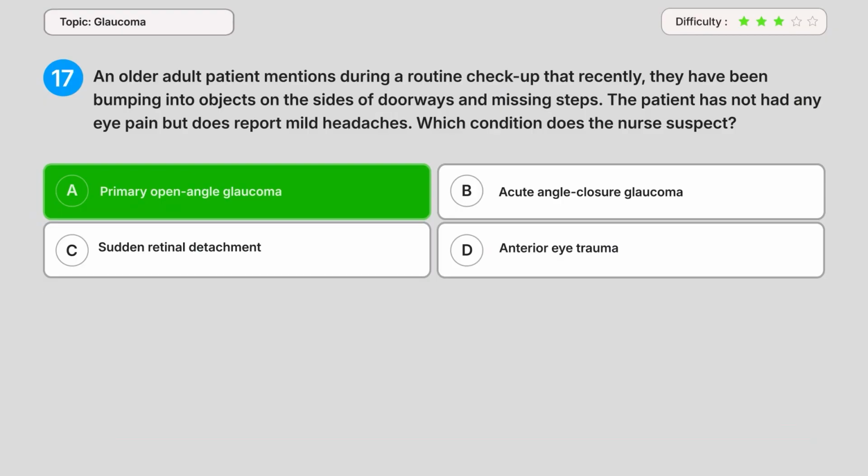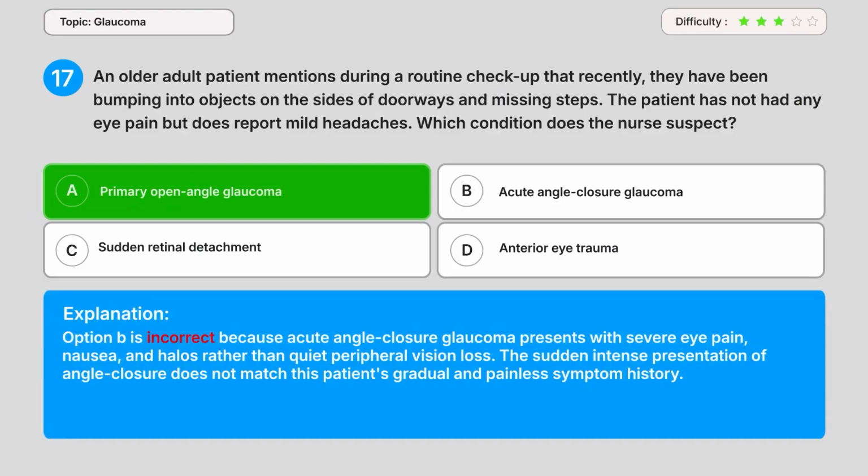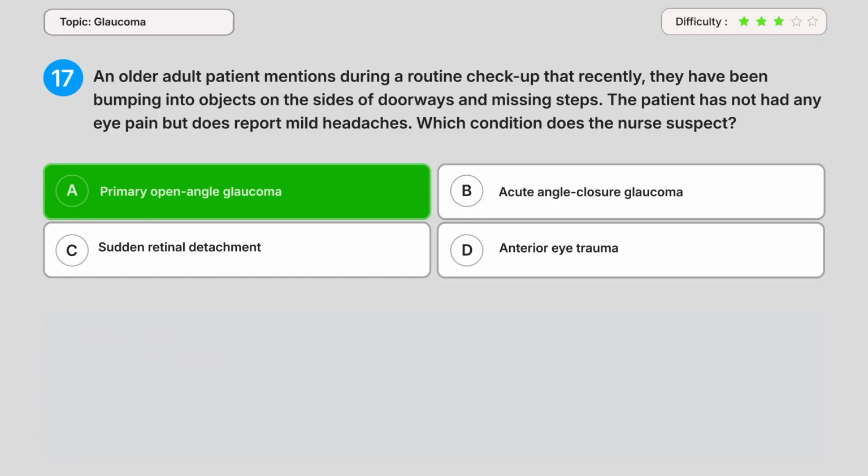Option B is incorrect, because acute angle closure glaucoma presents with severe eye pain, nausea, and halos rather than quiet peripheral vision loss. The sudden intense presentation of angle closure does not match this patient's gradual and painless symptom history.